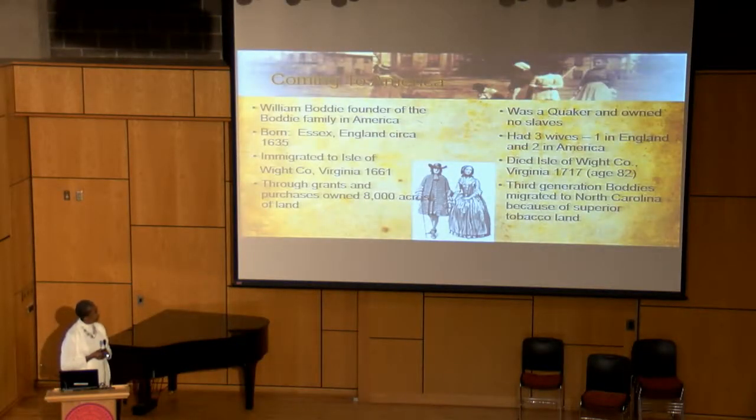And then about 3 generations later, we see the Bodies moving to North Carolina. They moved there because of the superior tobacco land. So now we're going to get closer to the owner of the plantation, who was John Williams Bodie. Those of you who know your Tougaloo history, John Williams Bodie was the owner of this plantation.